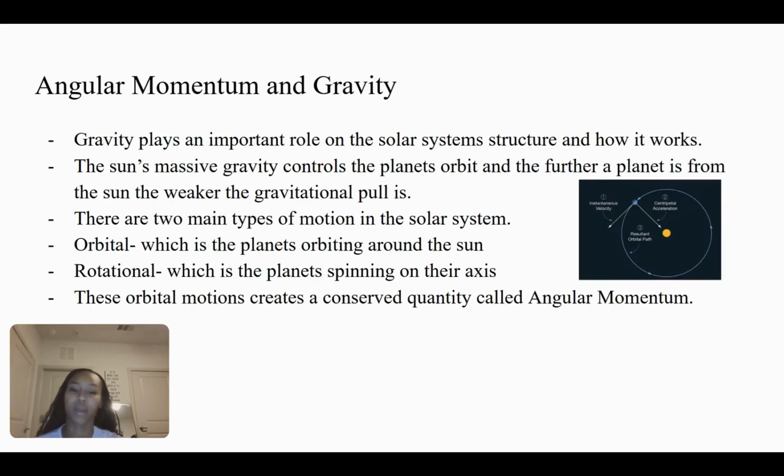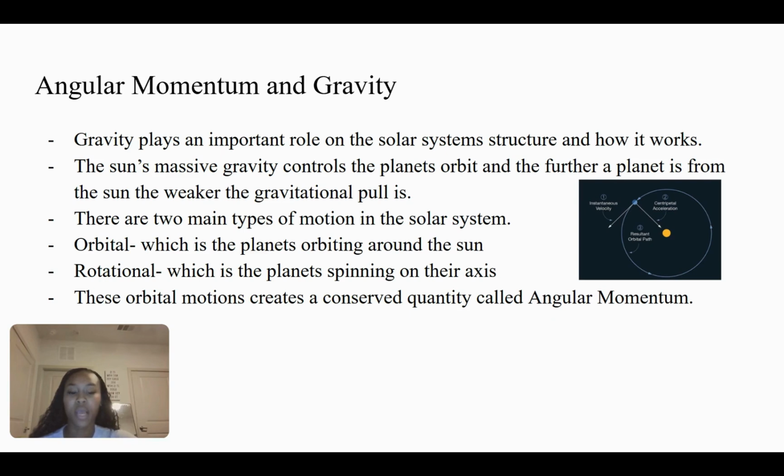So, angular momentum and gravity. Gravity plays a large and important role in our solar system structure. The sun's massive gravity is basically like a control panel for how the planets orbit, and the further away a planet is from the sun, the weaker, and the closer it is, the stronger the gravitational pull is. And the sun holds about 99.9% of the total mass of the solar system.